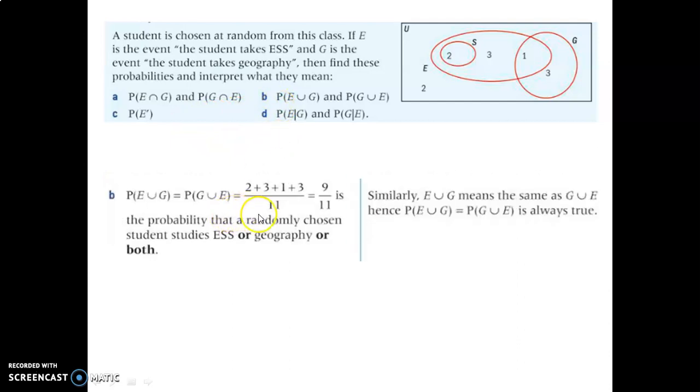Okay, for B, hopefully you got this. The union, as you remember, is both circles shaded. So we're looking for the union of E and G. So here's E, here's G. So you're looking for everything within both of those circles. If you add up all those numbers, you get 9 out of the total 11 students. That makes sense because there's only 2 students outside of E and G, and those are your leftover 2 to make 11. Let's try C.